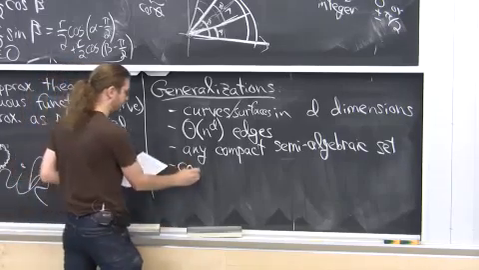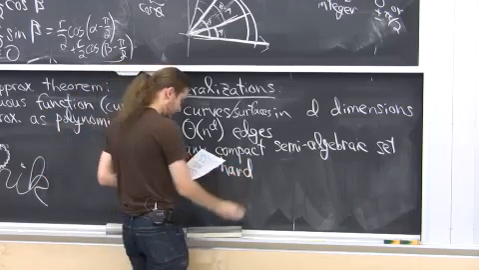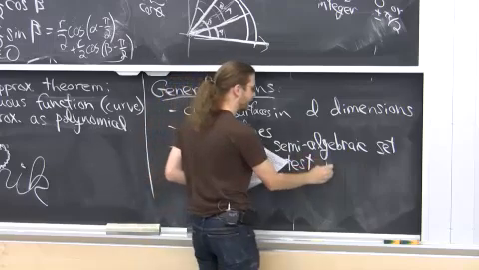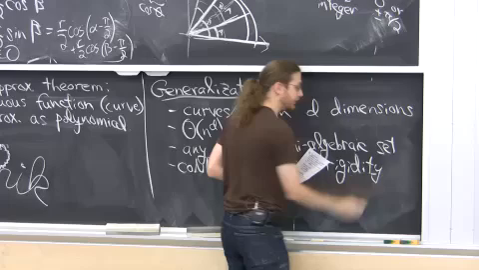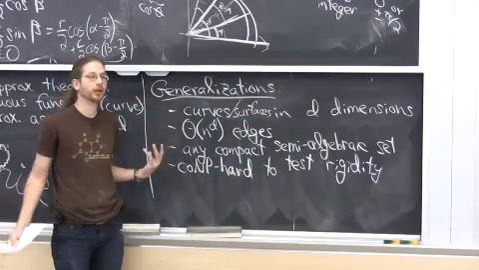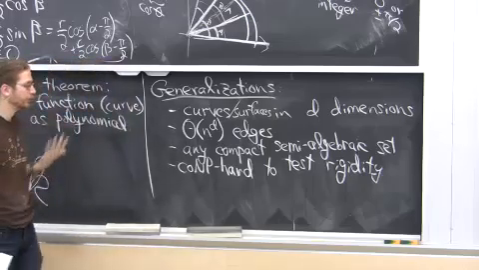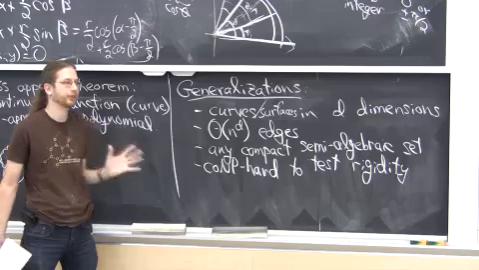Another fun fact from that paper is that it's co-NP hard to test rigidity. Rigidity is the topic of next class. Given a linkage, does it move at all? And you can use these constructions to show that something will move at all if and only if all these polynomials have a solution. And that turns out to be really hard.